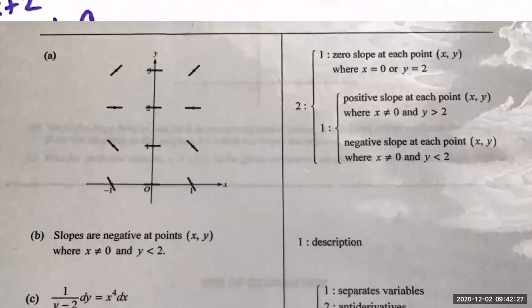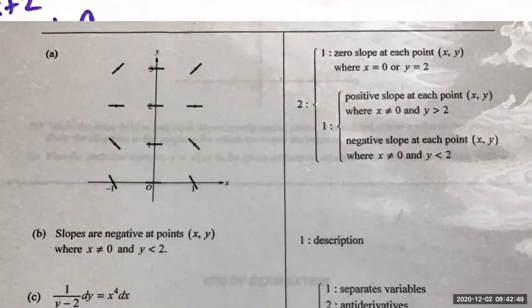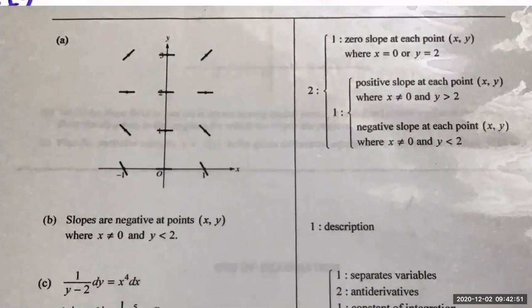So for the slope fields, because I wanted to make sure you guys have this so that you know how I'm grading things, the slope field was only worth 2 points. So 1 point if you had zero slope going up and down the y-axis, positive slopes above 2, and then between 0 and 2 negative slopes. So that's plus 2 points on the slope field portion.